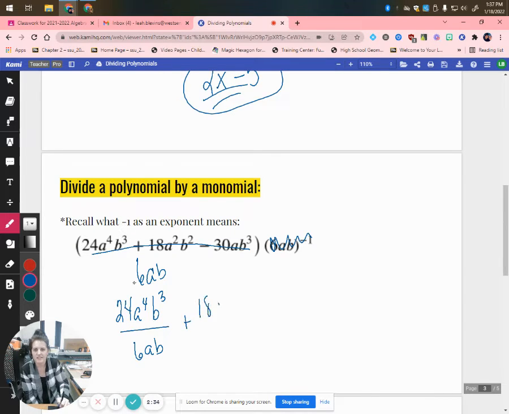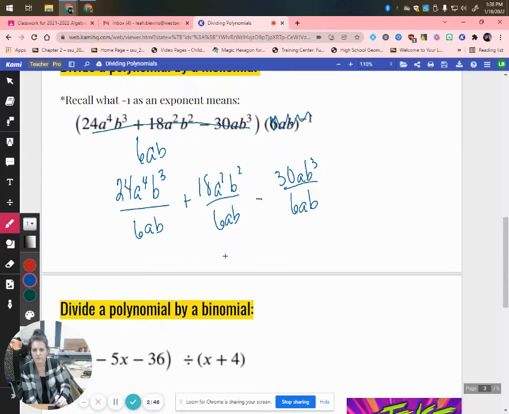So plus 18a squared b squared divided by 6ab minus 30ab cubed divided by 6ab. Now do the division. So 24 divided by 6 is 4. a to the 4th divided by an a is a to the 3rd. b to the 3rd divided by ab is b to the 2nd. Hopefully you remember these rules from Algebra 1. You can just subtract those exponents. 4 take away 1 is 3. 3 take away 1 is 2.